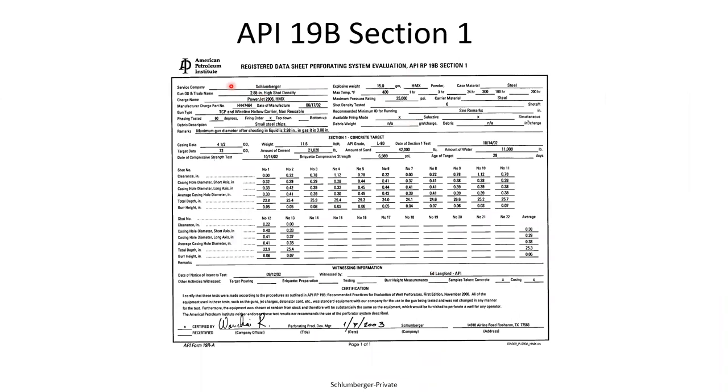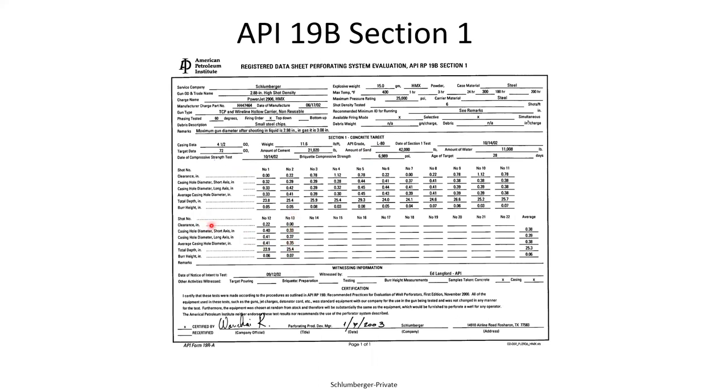We can see over here that you will have the name of the company, the gun OD, and the name of the gun, depending on the provider, and the charge that was tested. You will have many remarks as well. In the remarks, you also have the casing that was perforated, the target, the weight of the casing, the grade, and you will have the shots performance. Here we can see that they have tested 13 shots.